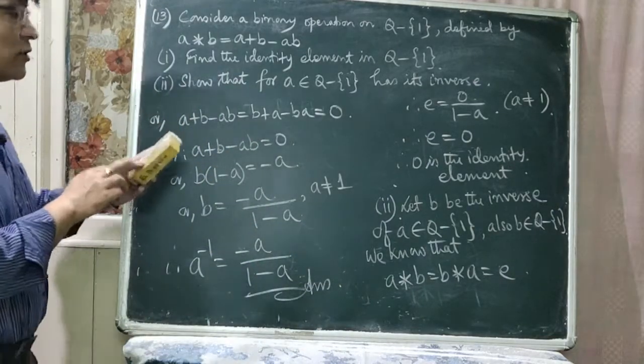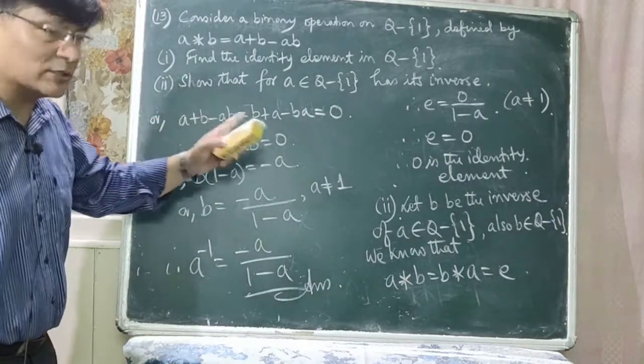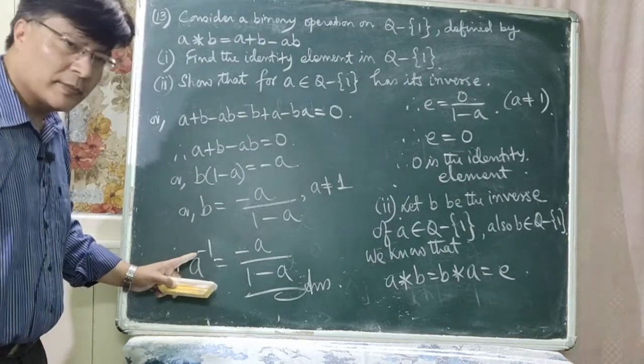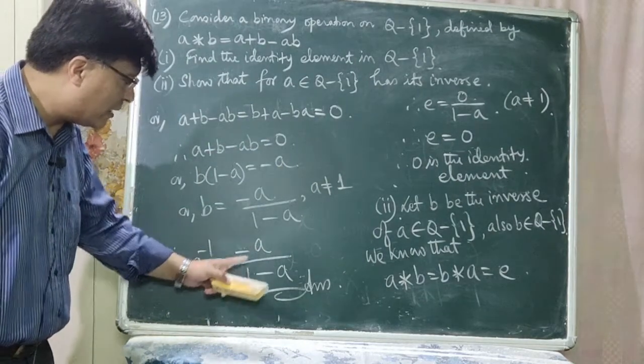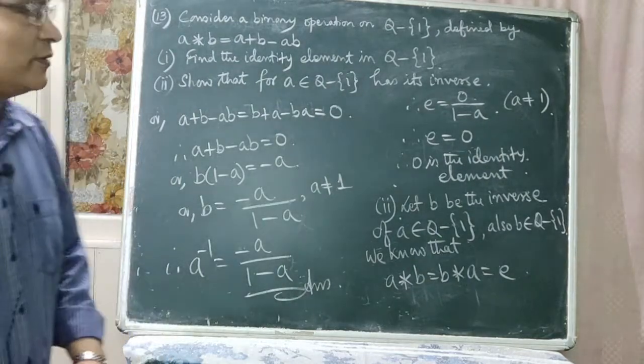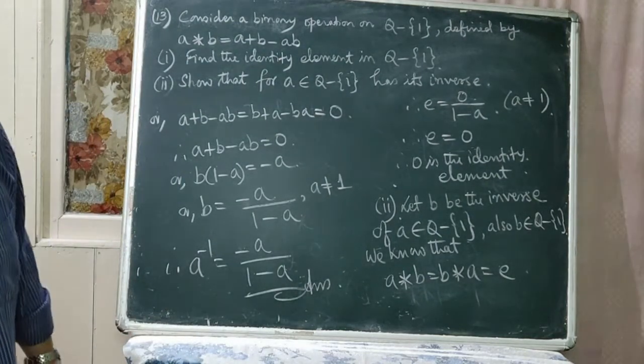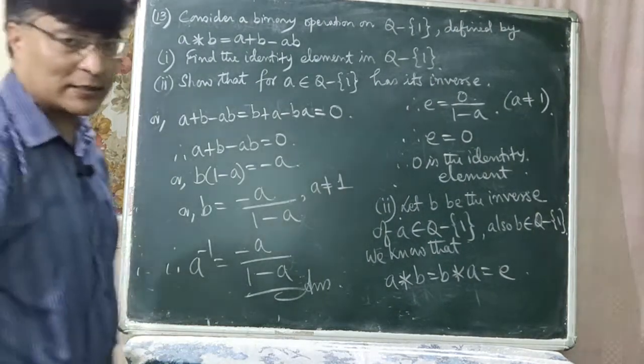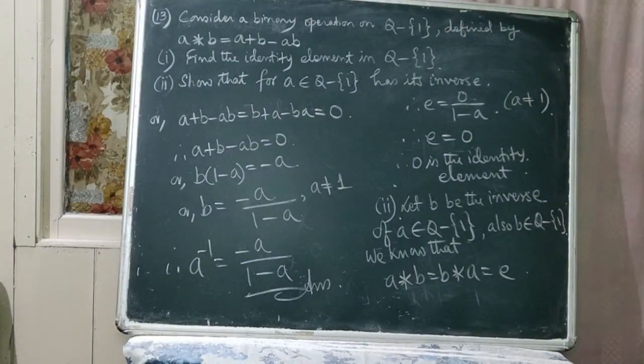So what is the inverse of the element A that belongs to Q minus 1? That is what? Minus A upon 1 minus A. So that is the inverse of A. So I think you have understood it. So you can copy it. Now we'll do the next question.